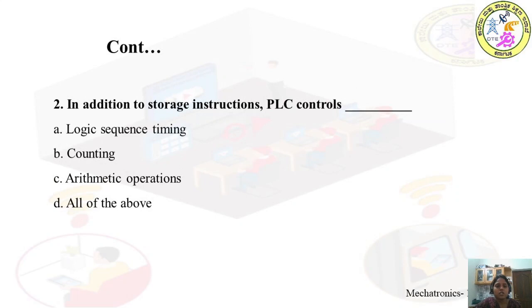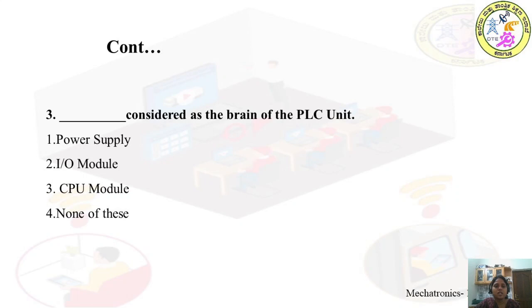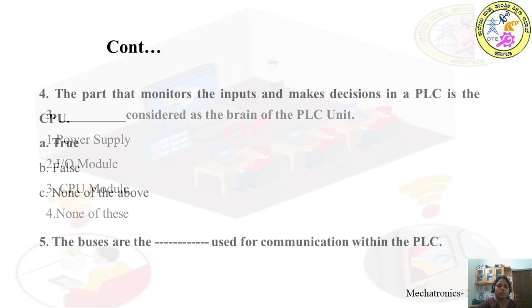Next one. In addition to storing instructions, PLC controls dash: logic, sequence, timing, counting, arithmetic operations, all of the above. You already know that PLC performs logic, sequence, timing, counting, and arithmetic operations. So the answer is all of the above. Dash is considered the brain of the PLC unit: power supply, I/O module, CPU module, none of these. Which is the brain of the PLC unit? It is your CPU module, Central Processing Unit module.